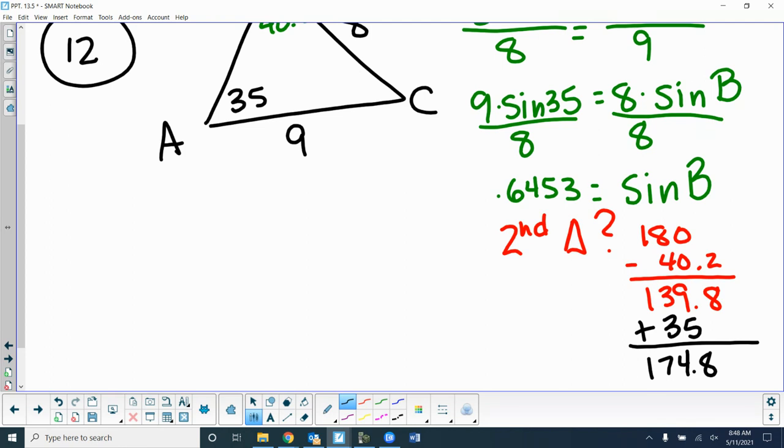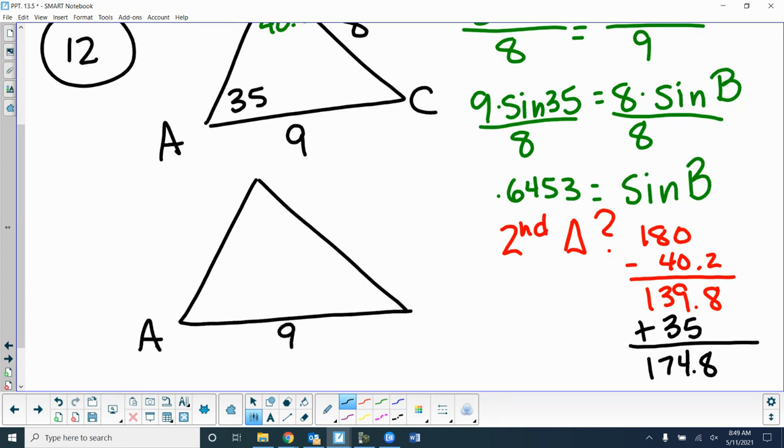All right, so I do the second triangle since I've already punched stuff in for it. When you draw the picture, the original stuff you were given, side B being 9, side A being 8, angle A being 35, that's all the same. None of that changed. What changes is angle B. Angle B is the supplement to the original angle B.